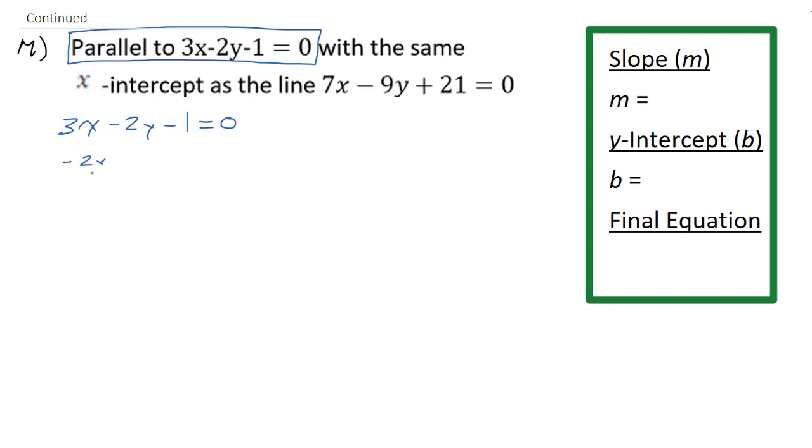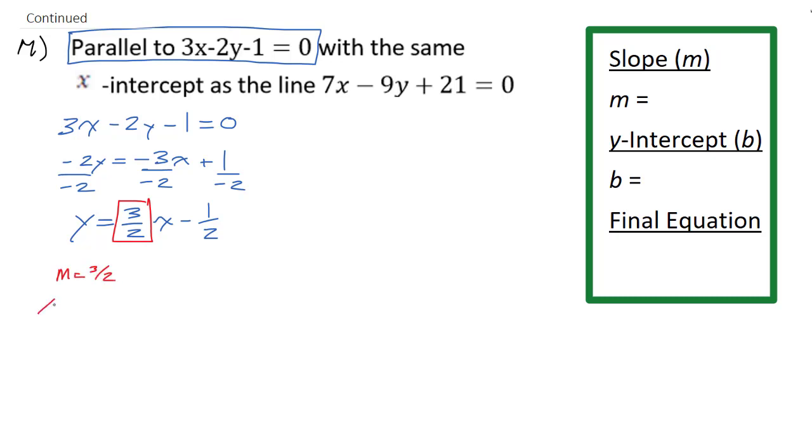So let's leave the negative 2y on this side. Let's subtract 3x, let's add 1, and let's divide both sides by negative 2. We're going to divide each term by negative 2, and we get y equals 3/2 x minus 1/2. Now again, it is parallel, so the slopes are the same. The slope of this line is 3/2, and the parallel slope of our line is also 3/2. So that's our slope. I'm going to write that over here: there's our slope, 3/2. Cool, we got the first piece of information.